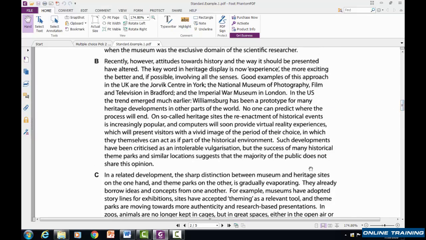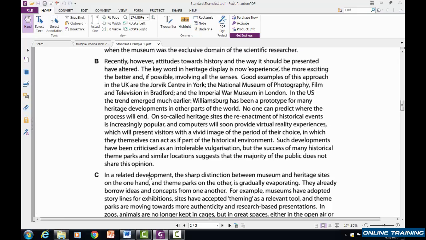Now here it is right here. I know it has to come after this sentence. It has to come after this question right here from this part. And here we have heritage sites and theme parks. So that's our matching sentence right there. Okay? That's our matching sentence. That's the only sentence where we're going to see heritage sites and theme parks together.